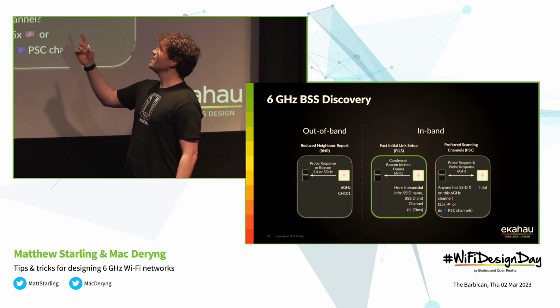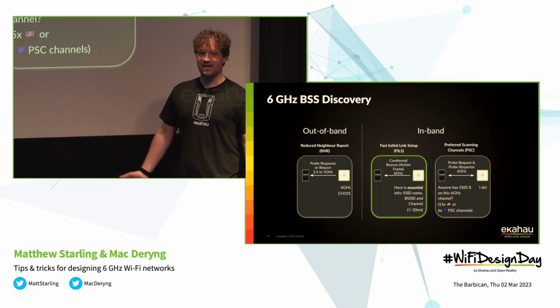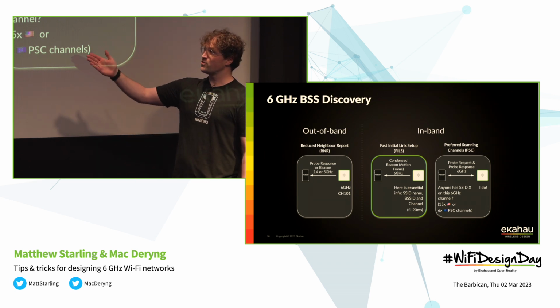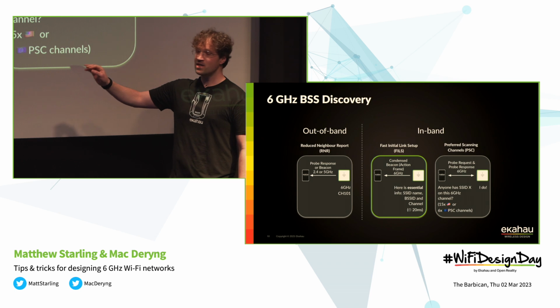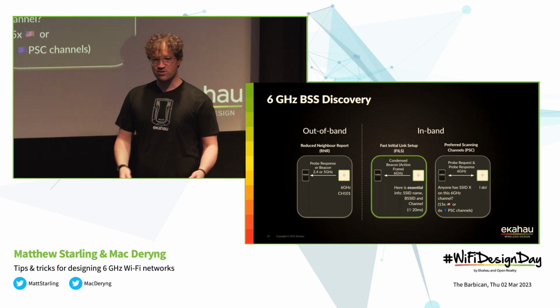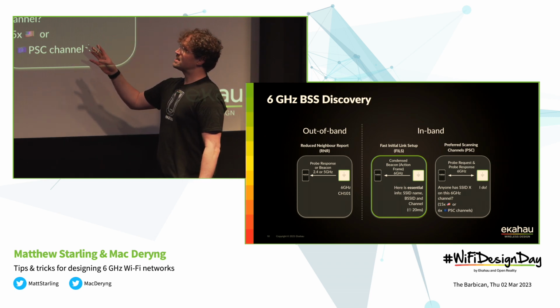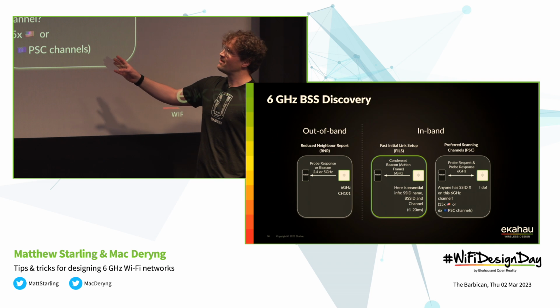Now you can see that we don't have any of that in 6 gigahertz. So we don't use the same discovery methods. Matthew has talked us through the RNR, reduced neighbor report, which is out of band. So we are using collocated radios to discover 6 gigahertz radios. And now let's have a quick chat about these two discovery methods in band.